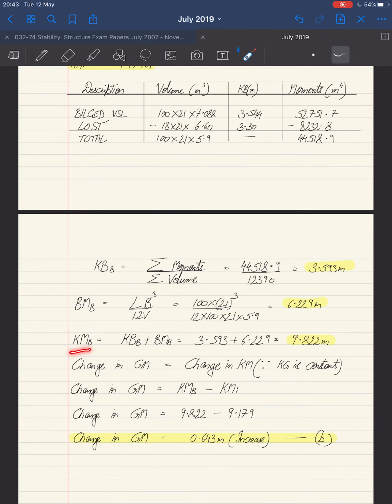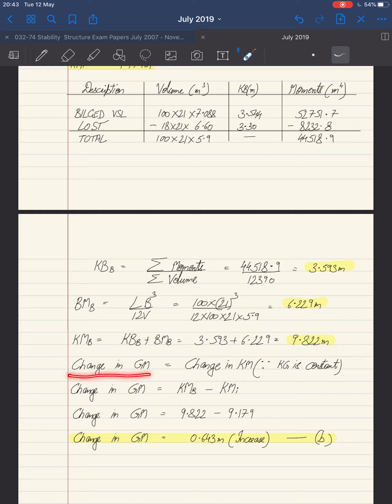So KM bilged is equal to KB bilged plus BM bilged. So KB bilged is 3.593 meters, which has been obtained from here. And BM bilged is equal to 6.229 meters, which has been obtained from here. So KM bilged is equal to 9.822 meters, which is the sum of these two numbers.